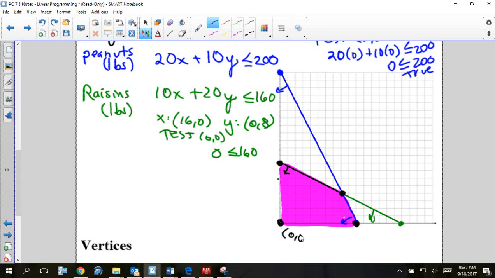But 0, 0, I know this vertex is the x-intercept, which I already found, so that's convenient. And then the y-intercept right here I've already found, 0, 8. And then this point right here I haven't found yet. Now, you will have some questions where that point is very obvious because you did such a good job graphing, you could totally tell where they cross.